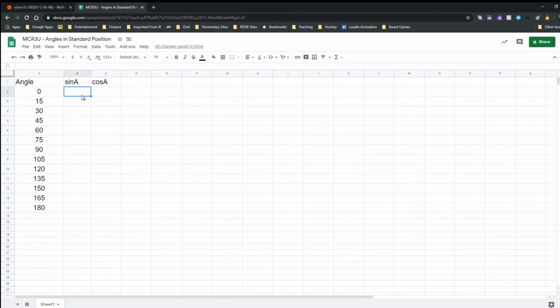Now, the other usefulness of a spreadsheet is to do multiple calculations. I could actually get this spreadsheet to generate the sine value of all of those angles and then just copy down that one equation instead of having to type it out each time. But I want to show you something about spreadsheets.